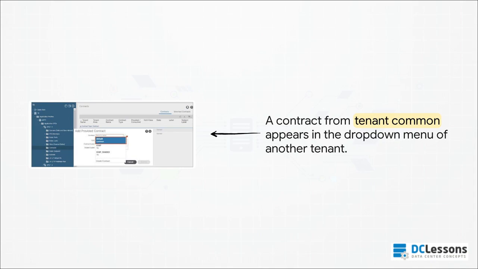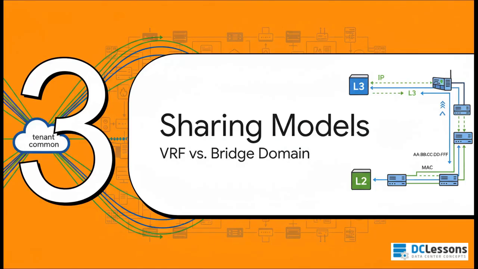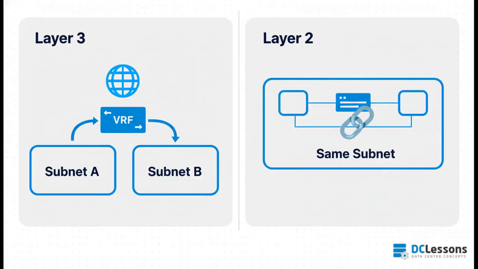It's just a safer way to operate. Okay, so there are basically two main ways to use Tenant Common to share services. Your choice really boils down to what layer of the network you're working at. Are we talking Layer 2 or Layer 3? This actually comes down to a really simple question. Do your services and the applications using them need to be in the exact same IP subnet?